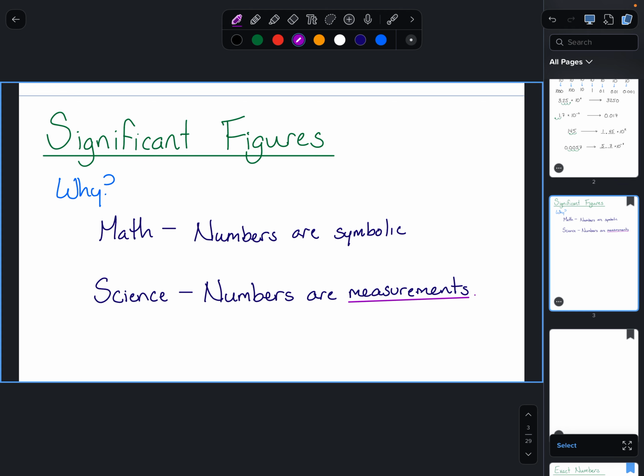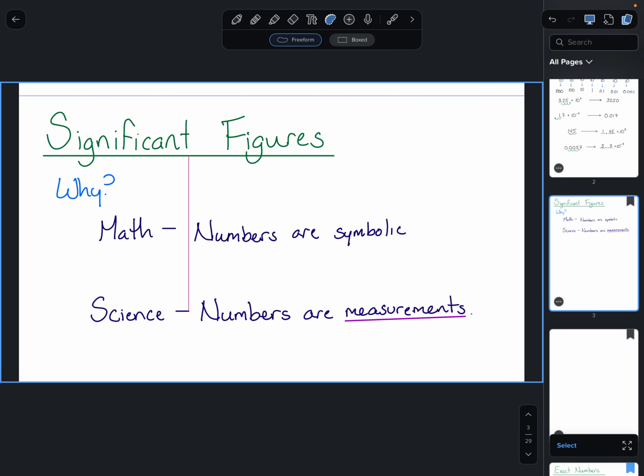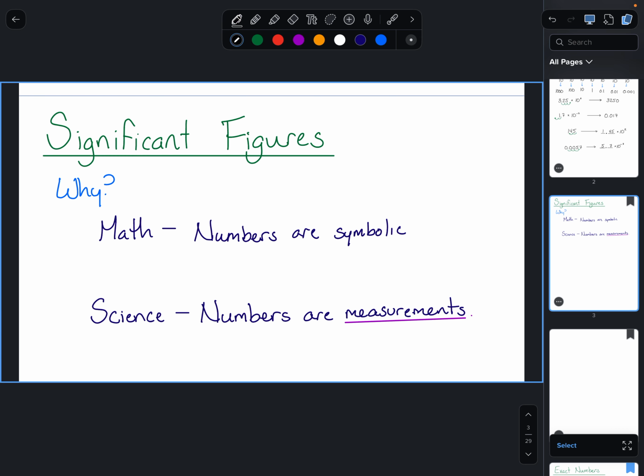Okay? Because of that, we have these rules of how many digits we use to represent those measurements. All right? So first of all, if you were taking a math course, 6.0 would be the exact same thing as 6.0000. Those are identical in a math class. All right? Probably wouldn't even include the zeros on the end there. All right? They have the same value. You punch them into your calculator. It's the same number. All right?